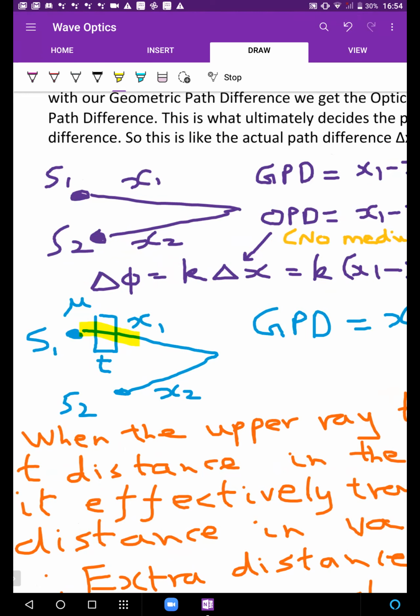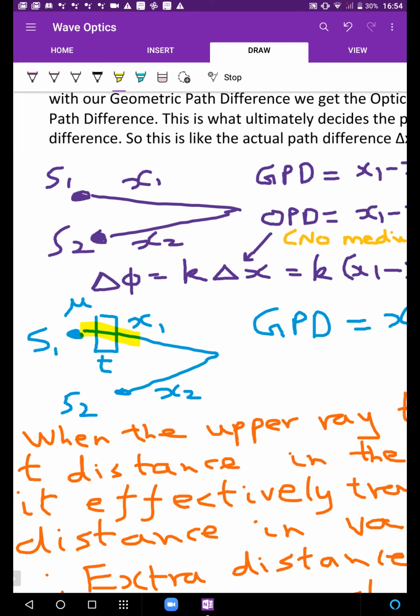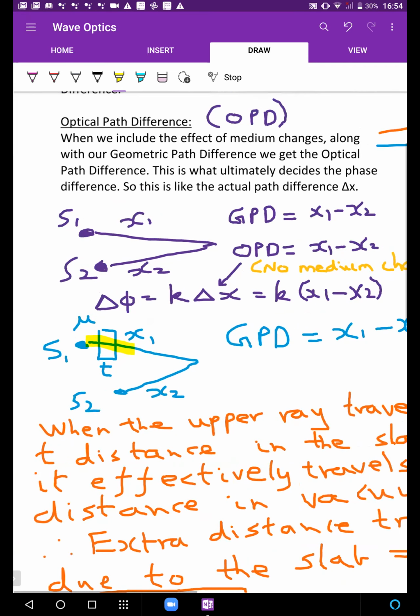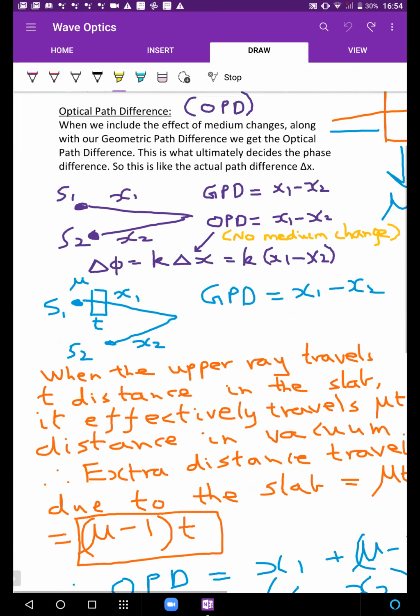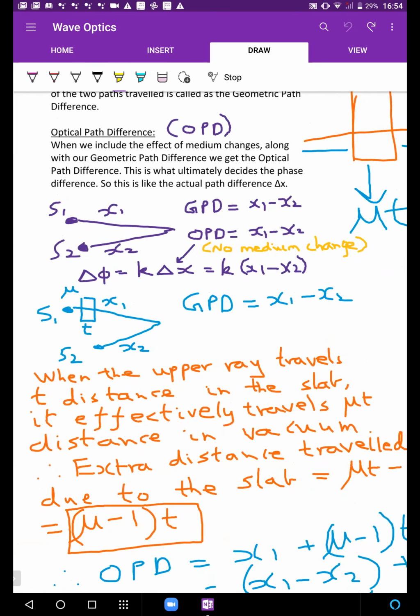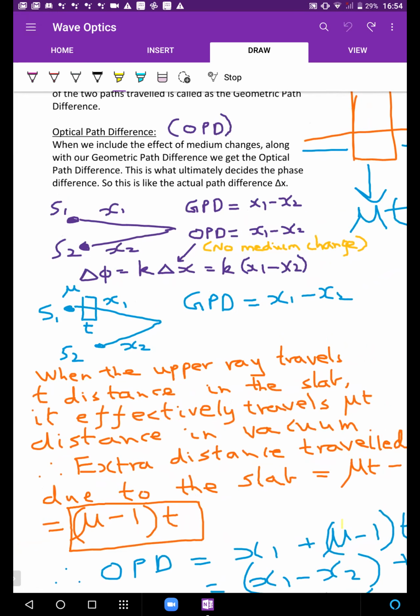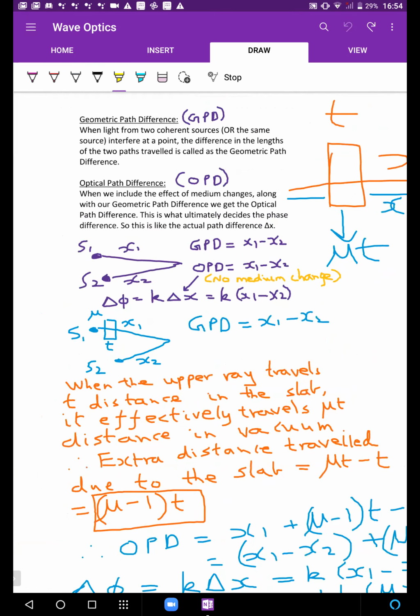So traveling t distance in that medium is like traveling mu t in vacuum. So instead of t in vacuum, it is traveling as good as mu t in vacuum. मतलब कितना extra travel कर रहा है in vacuum just by passing through the slab? Mu t minus t. Okay, so that is an extra phase difference that you get, not directly by geometry, but by taking into account the fact that light may change phase at a faster rate when you're moving in a different medium. So the extra travel due to the slab is (mu minus 1)t.